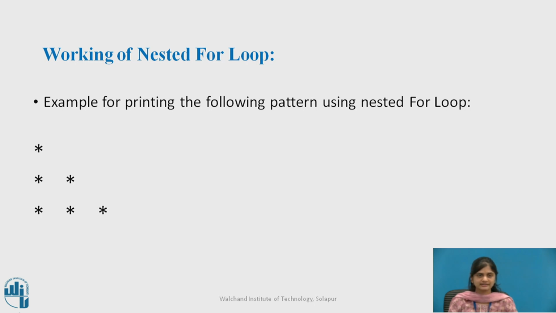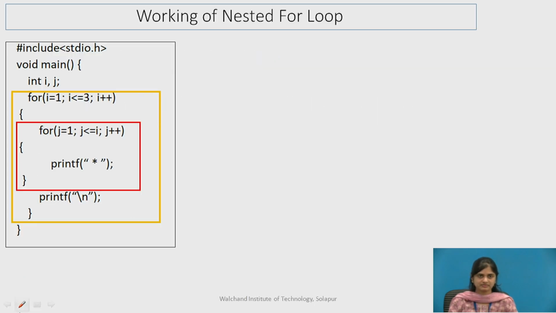There are totally 3 rows and 3 columns. In the first row, 1 star is there. In the second row, 2 stars. In the third row, 3 stars. The same pattern can be continued up to 4, 5 or whatever n number of stars, which can be taken from the user. So this is the sample program for the working of nested for loop.